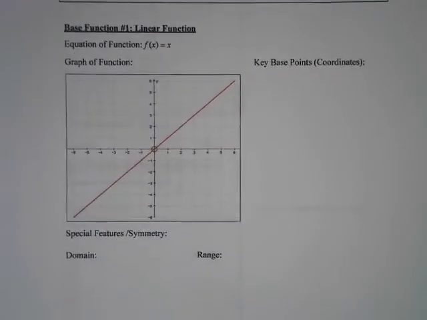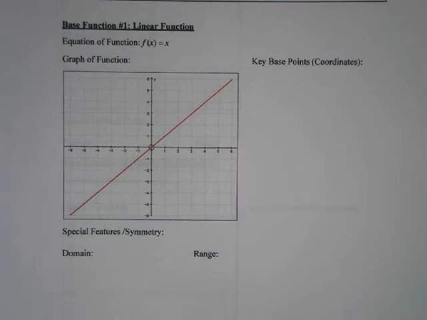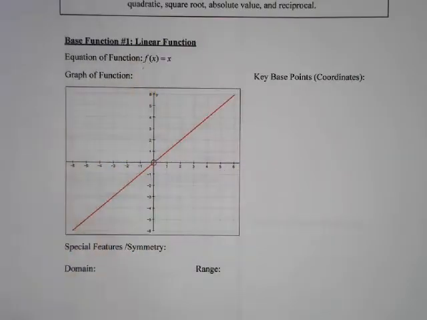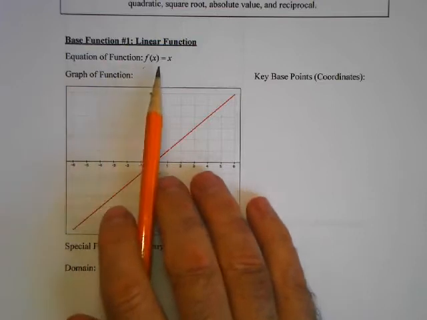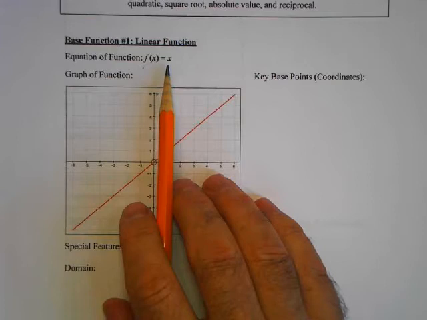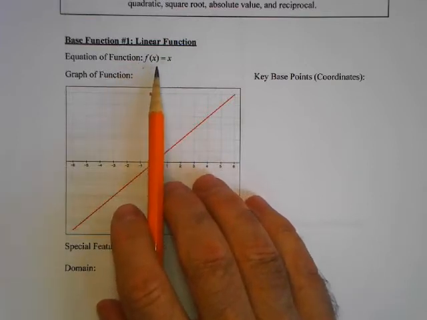If we start with the first base function, this is something you probably spent most of grade 9 math looking at: linear functions. Of course, you didn't call it a function back then. It was a linear relation. But now that we know what functions are, we're going to bump that up into the category of linear functions, and we're also going to apply the function notation. So the equation of our base linear function is just f of x equals x, in other words, what we used to call y equals x.